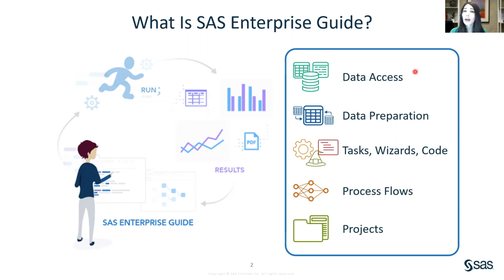Enterprise Guide has a lot of capabilities and functionality to help you explore and analyze your data. So whether you want to access different types of data, prepare your data, use point-and-click tasks and wizards to generate SAS code, or write your own SAS code to help you analyze and report on your data, or even if you want to take advantage of Enterprise Guide project features, which we'll talk about in just a bit. Enterprise Guide has many tools available that'll make working with your data a little bit easier.